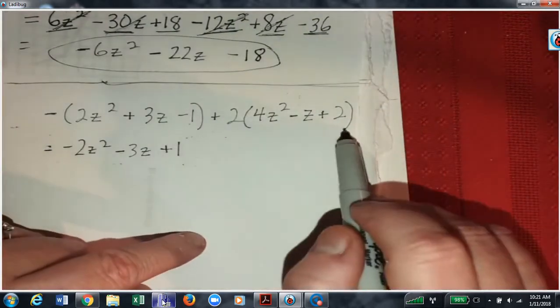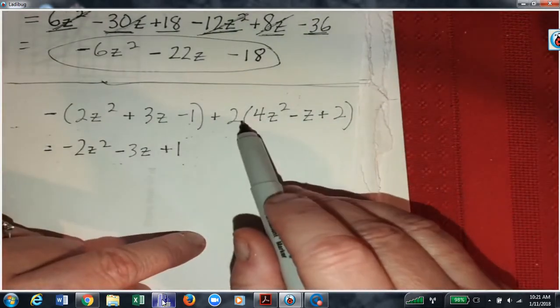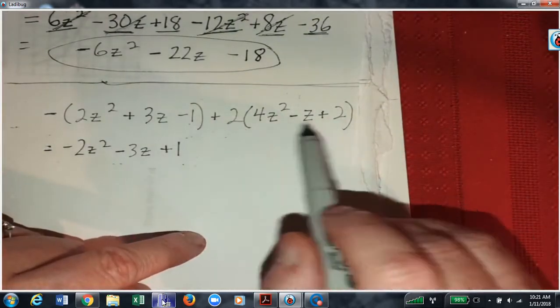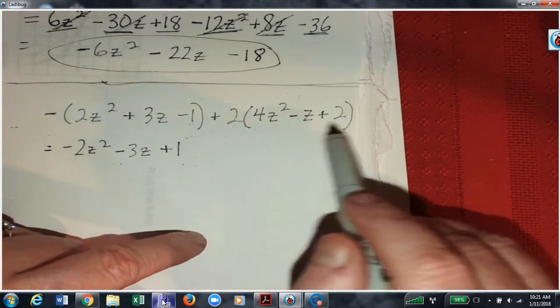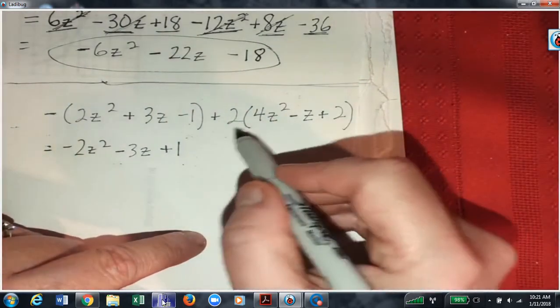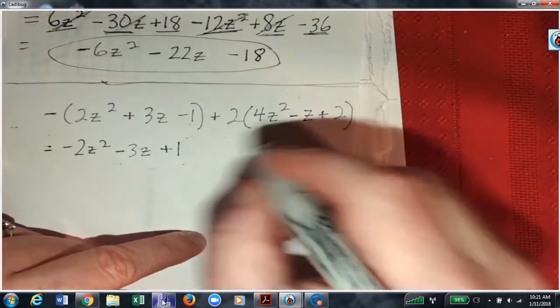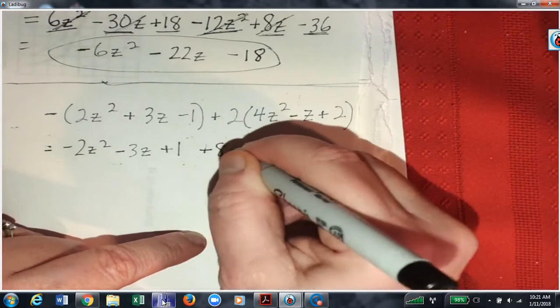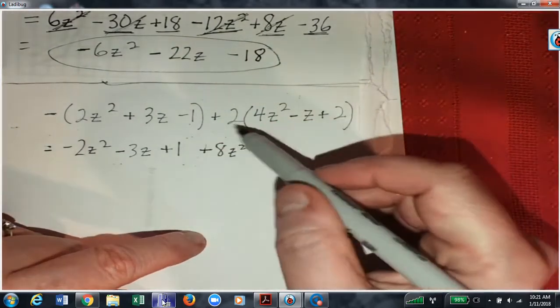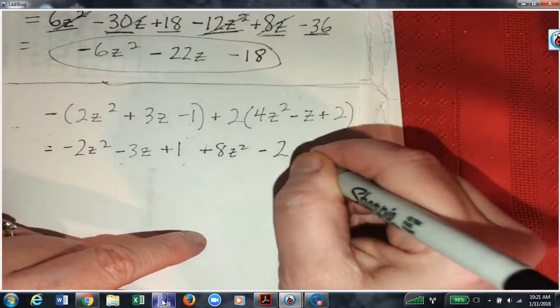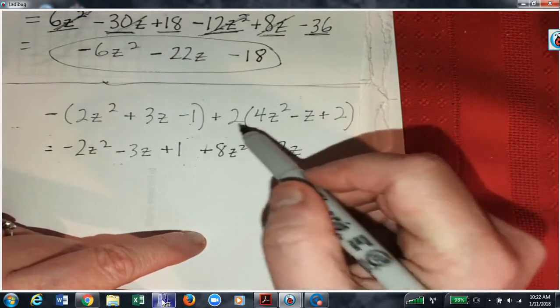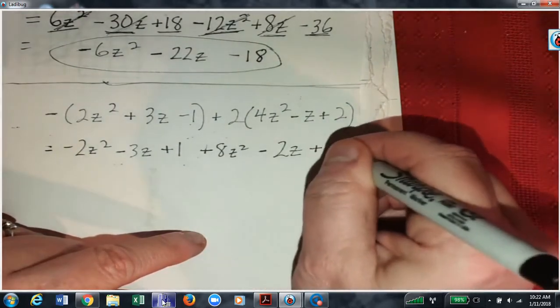Then I come to this guy. There's something out the front, so I cannot just drop the parentheses and just multiply that by the first term. This positive 2 must be distributed through everything. So this will become plus 2 times 4z squared, which is 8z squared, plus 2 times negative z, which will be negative 2z, plus 2 times 2, plus 4.